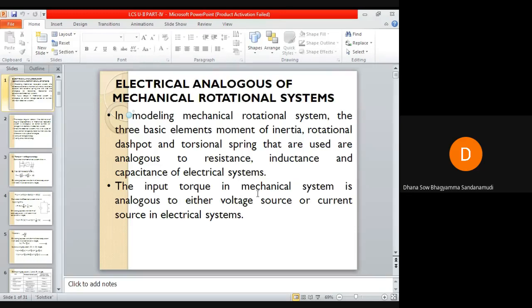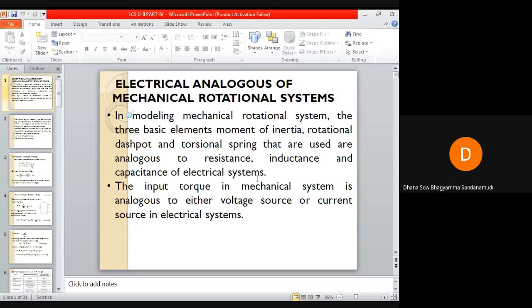Okay, we have seen the force-voltage analogous circuit we have drawn, and applying Kirchhoff's voltage law, we have even written the differential equations. Similarly, we have drawn the force-current analogous circuits, and applying Kirchhoff's current law, we have even written the differential equation for the electrical circuits, for the given mechanical translational system.